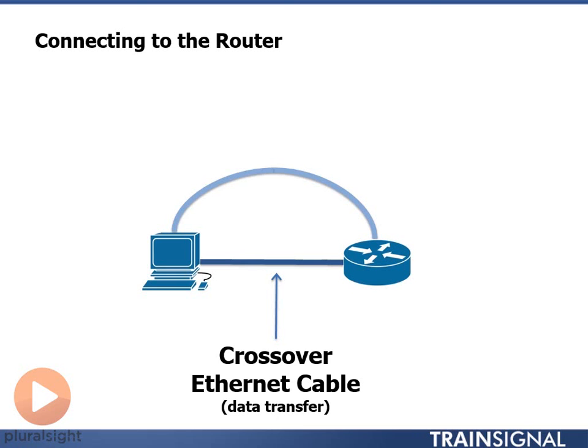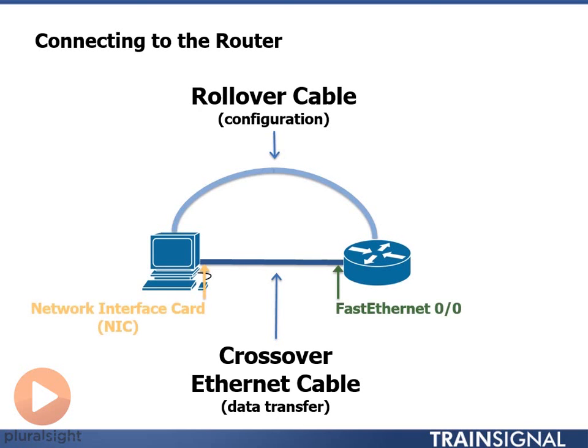The second cable we need to connect to put this base configuration on our device is the rollover cable. Now that rollover cable is a serial cable. It's usually flat and light blue in color, and we use it exclusively to configure a Cisco device.